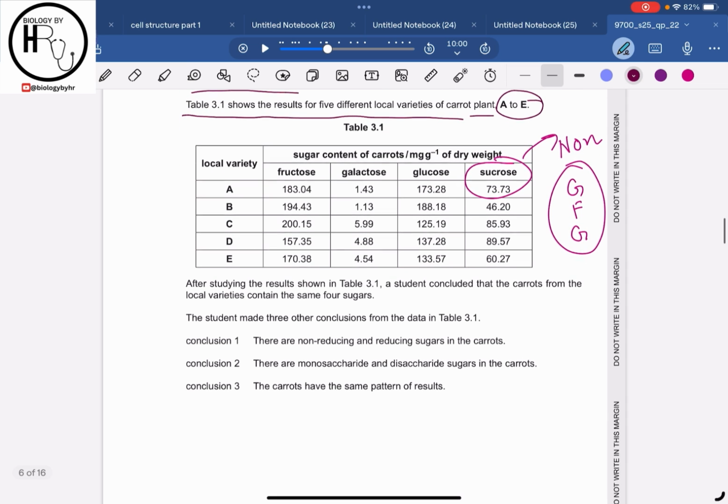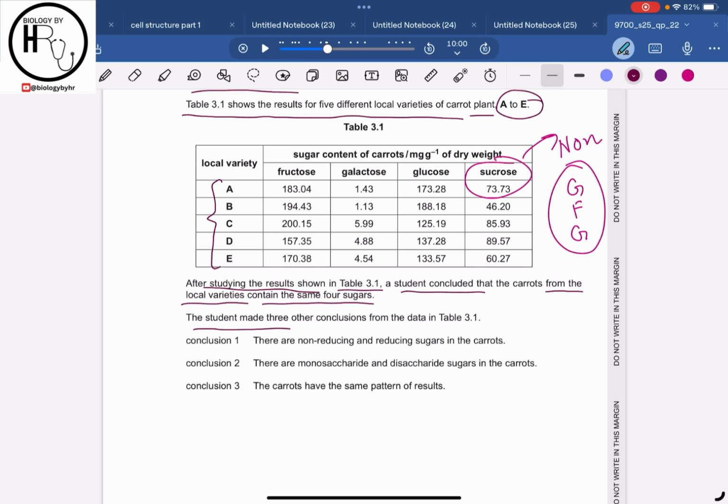So basically they have gathered local varieties of carrots A to E, and they have identified the sugar content of the carrots, right? After studying the results shown in table 3.1, a student concluded that the carrots from the local varieties contain the same 4 sugars, right?